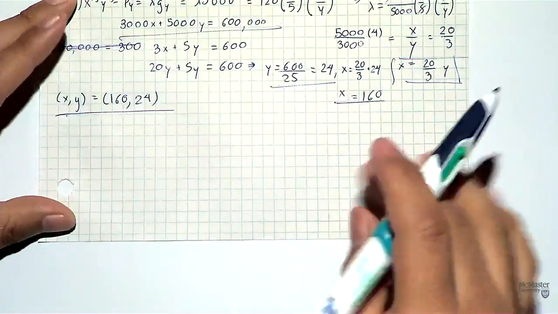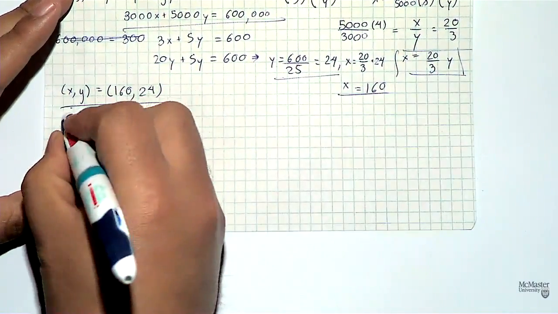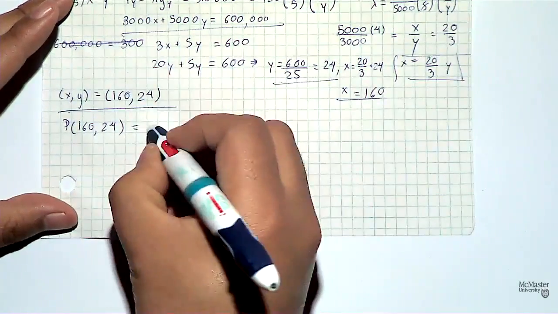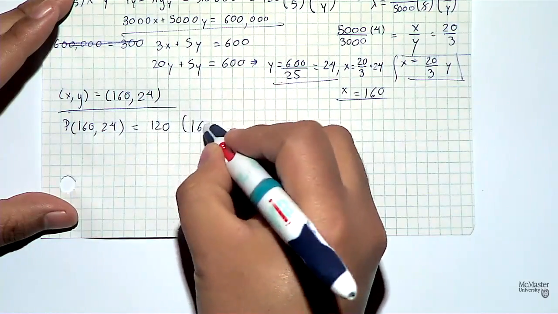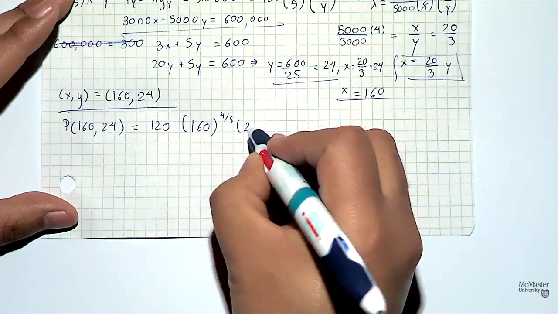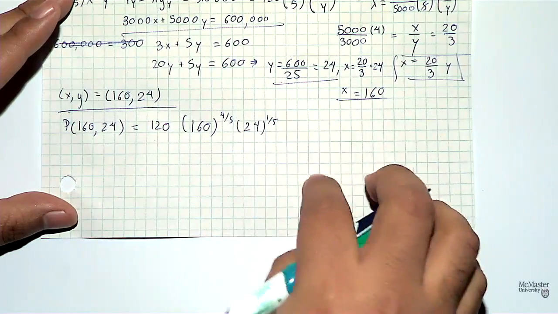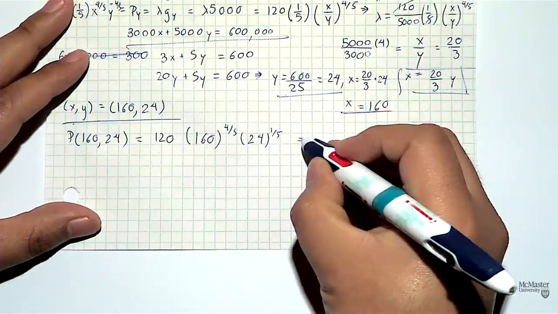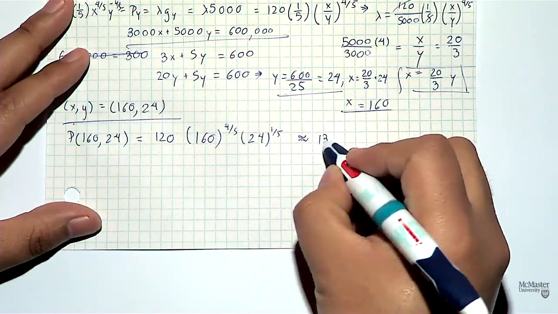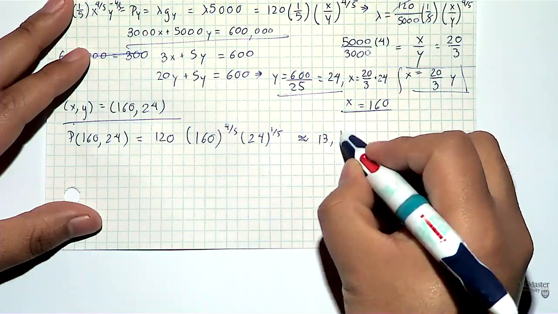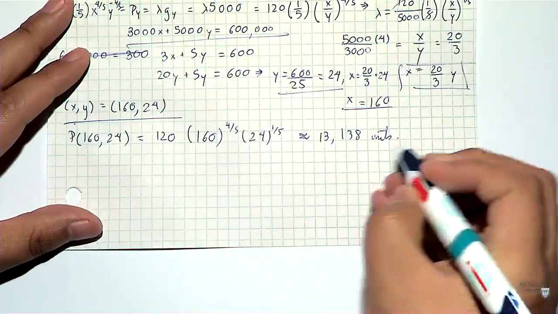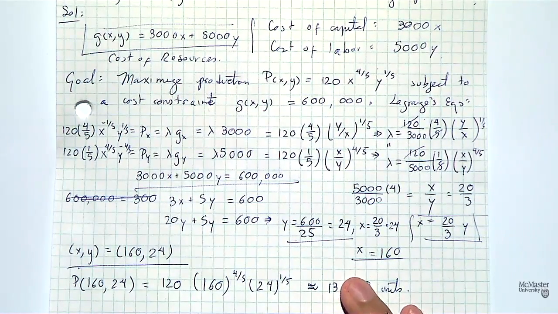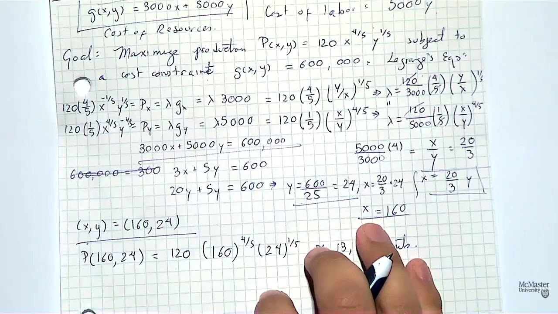And then, basically, what you have to do is evaluate the productivity function at this point, right? So this is 160, 24, evaluating p. If you remember, the function is 120 times 160 to the 4/5 times 24 to the 1/5. You probably can do some factorization over here. Or you can also put it in the calculator, and the answer that you would get would be around 13,138 units.